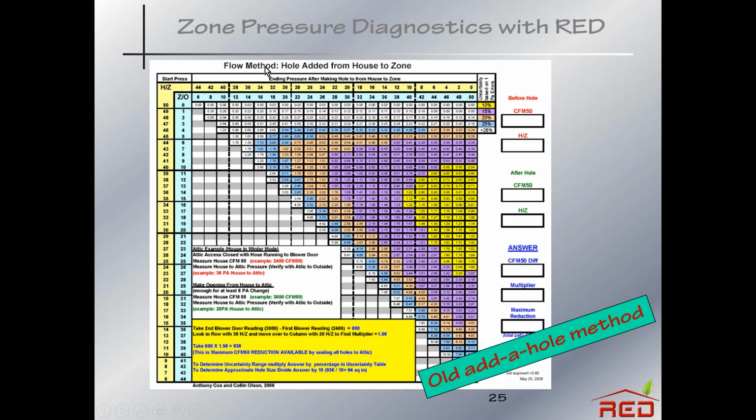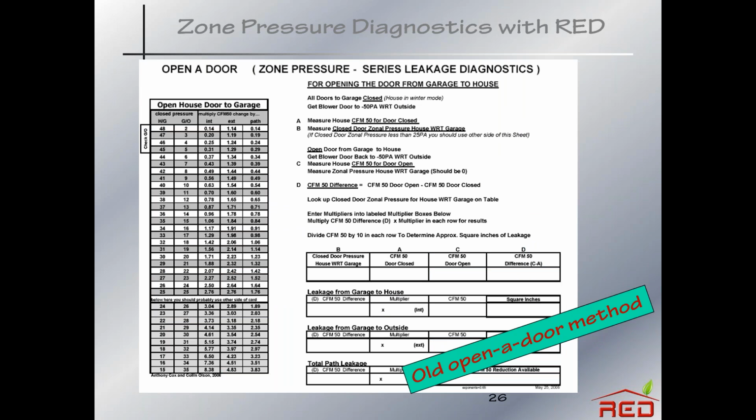So this is usually a laminated chart. Then there's one side that's a hole added from the house to the zone, and you flip it over, it's a hole added from the zone to the outdoors. This is for adding a hole. This one is for opening a door. This is often used from the house to an attached garage.